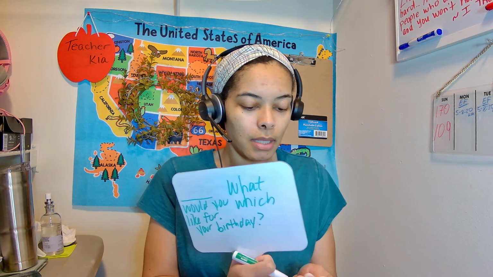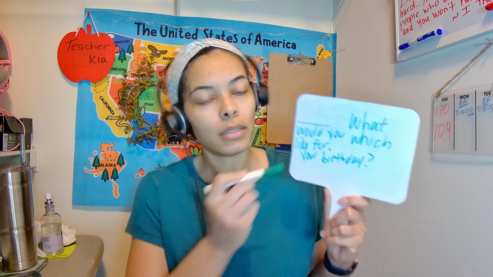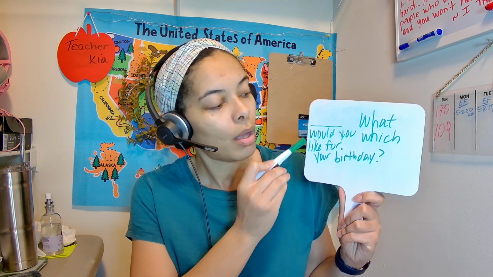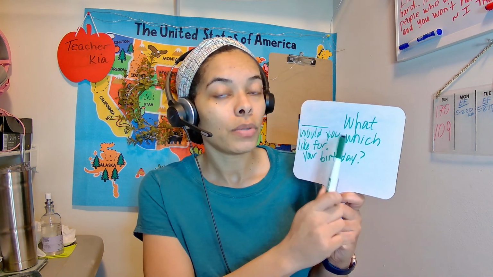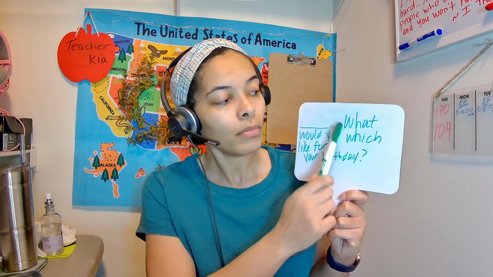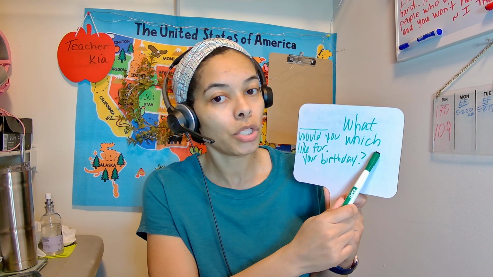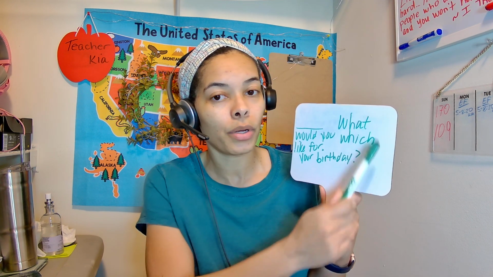Okay, so this is the sentence. Blank would you like for your birthday? You want to have the student, again, you're showing how you would use the tools of the classroom. What and which. You want them to choose the correct word. So if I was teaching what, I could say something like, and again, you may not even need to model this depending on the level of the student, okay?